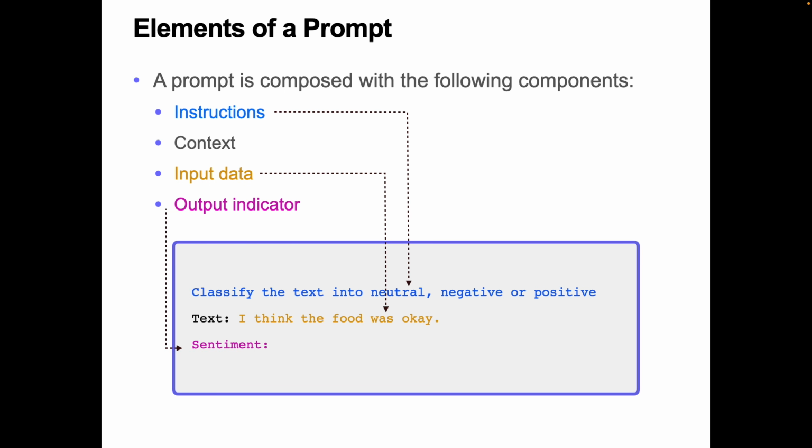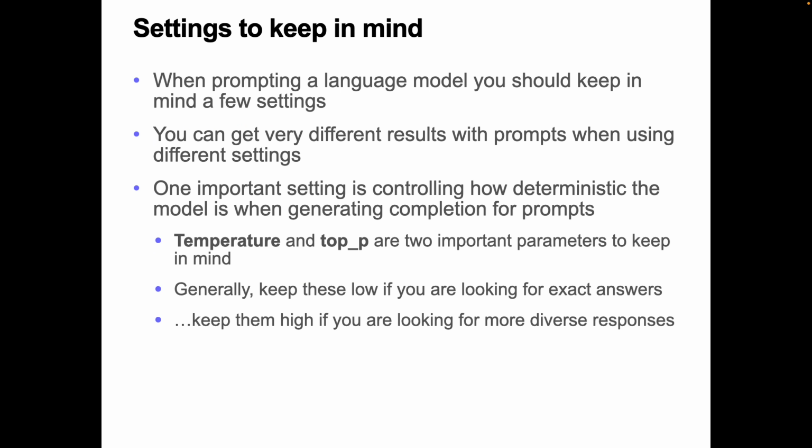So we will touch on that topic later. You can get very different results with prompts when using different settings. And one important setting is controlling how deterministic the model is when generating completions for prompts. An example of that would be temperature and top P. These are two parameters that you can set when you're prompting language models via some type of API.